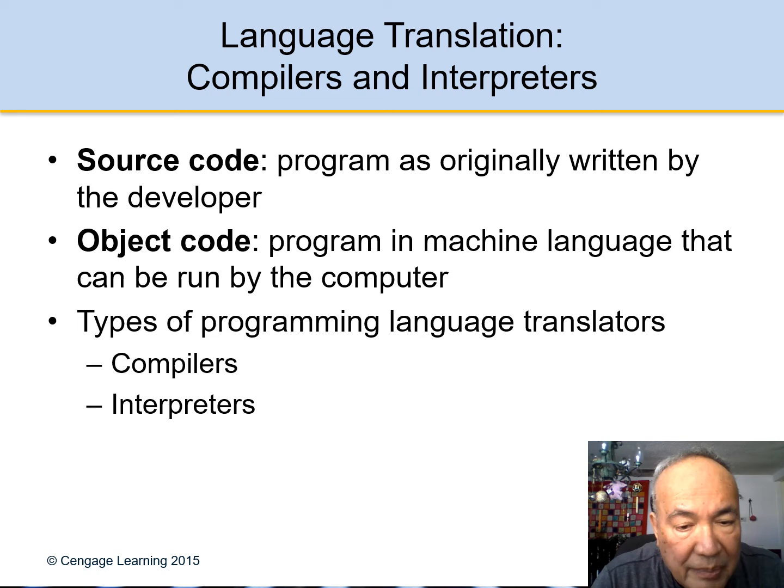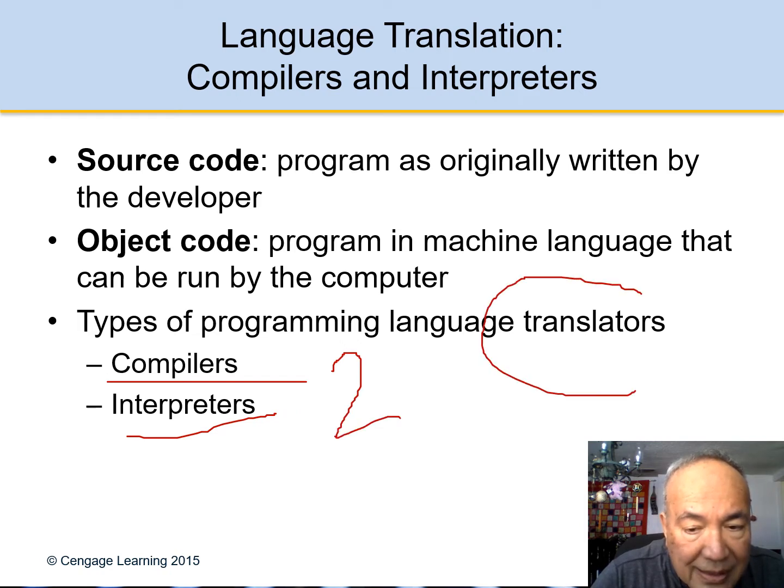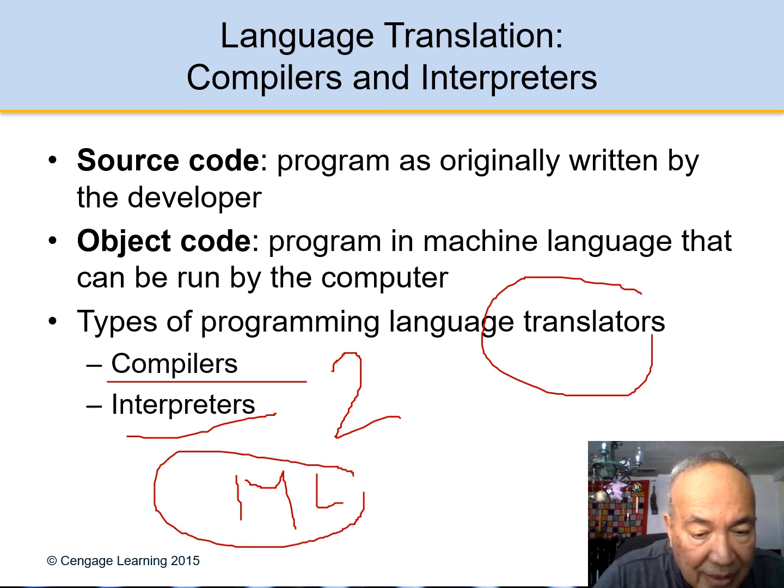So there are two types of programming language translator. We have the compiler and the interpreter. Okay, so compiler and interpreter, two of them, to change whatever language you have used to ML, machine language. Okay, machine language.